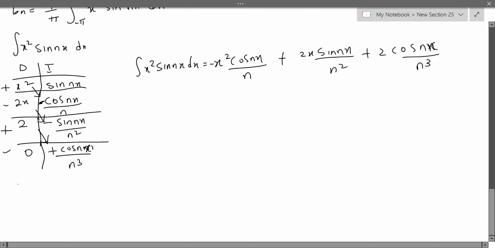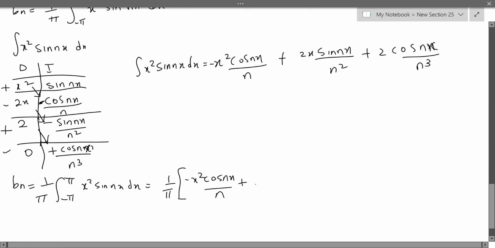Alright, so let's go back to where we are coming from. 1 over pi integral from minus pi to pi of s squared sine nx dx. 1 over pi, so you open your bracket, you write all what you've gotten: minus s squared cos nx over n plus 2s sine nx over n squared, then plus 2 cos nx over n cubed, from minus pi to pi.